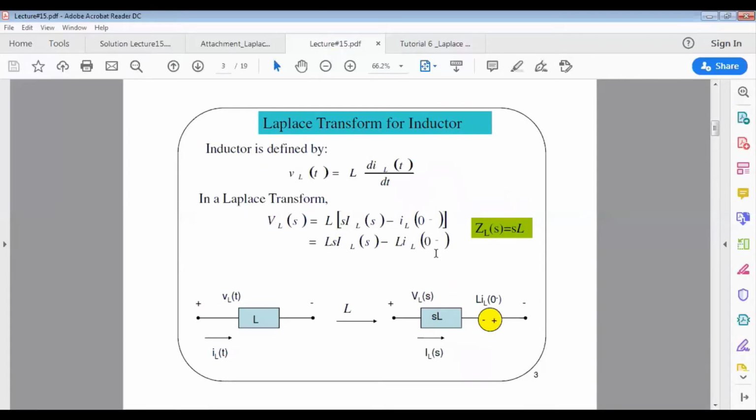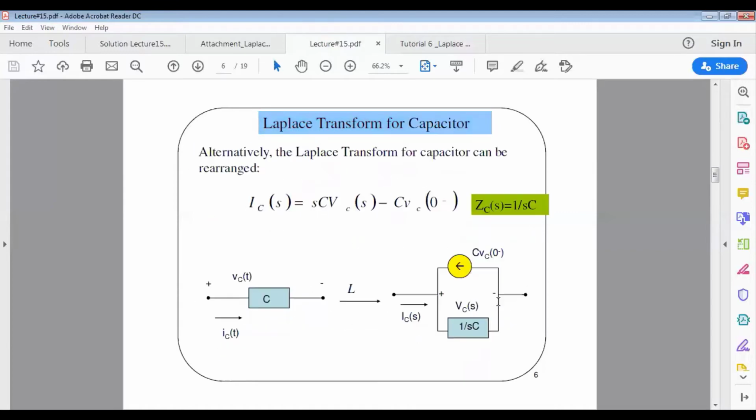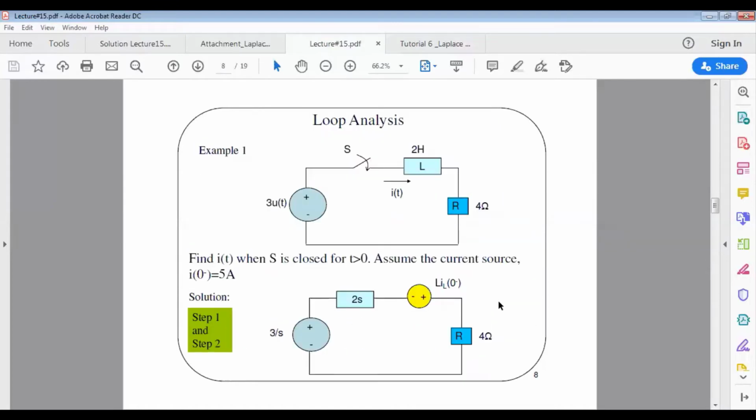Remember, when we transform the inductor from the time domain to the frequency domain, we have the impedance of the inductor SL in series with the voltage source of the inductor. The inductor impedance is SL and the voltage source is L i(0-). Due to that, going back to the problem here, the impedance is 2S while the voltage source is 5 times 2, which is 10 volt.